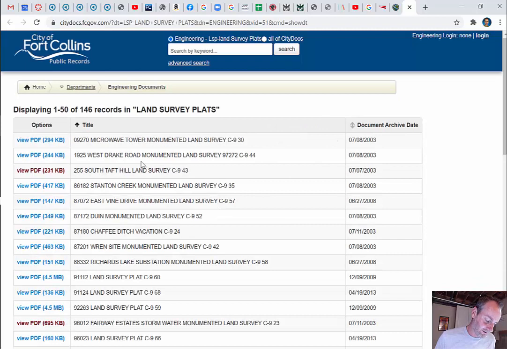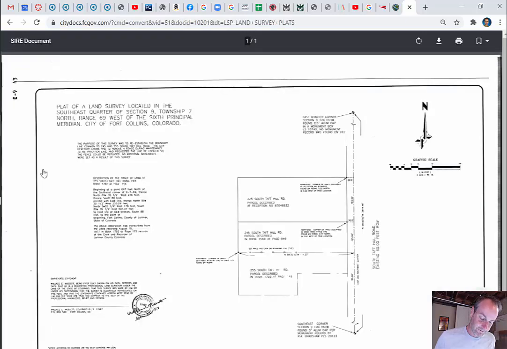I don't want to spend too much time on here. You could go here. This is Fort Collins. You could click on one of these. I clicked on South Taft Hill. This is actually right by my house, so I thought that was interesting. So I clicked on this one. Now you know where I live. I'm gonna come TP me or something, right?